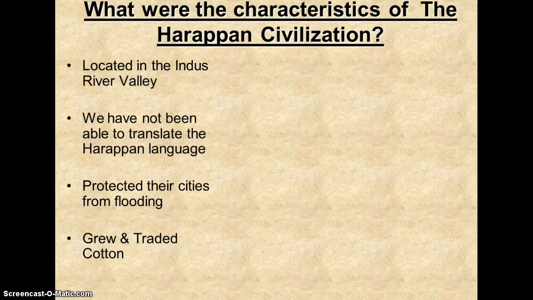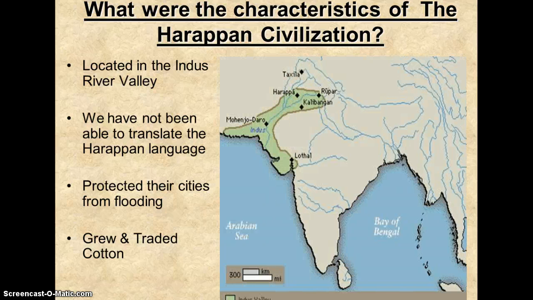And the biggest thing is they grew cotton, which is what India is going to become known for, growing great cotton. So here on this map, you can see the Indus River here. Harappa and Mohenjo-Daro are the two big cities. We're going to look at one of those in a second.